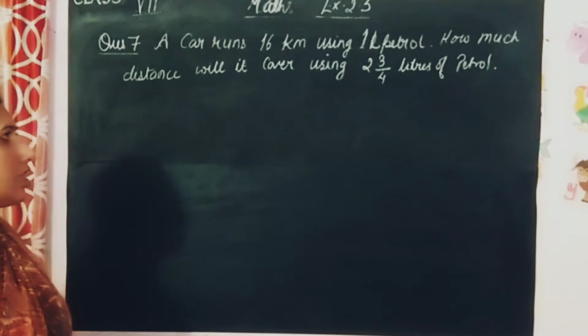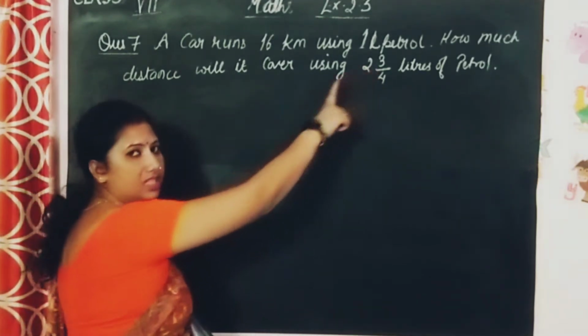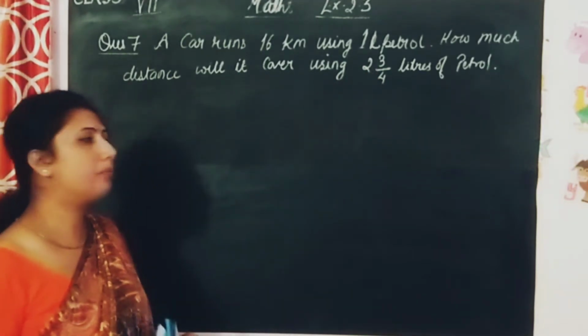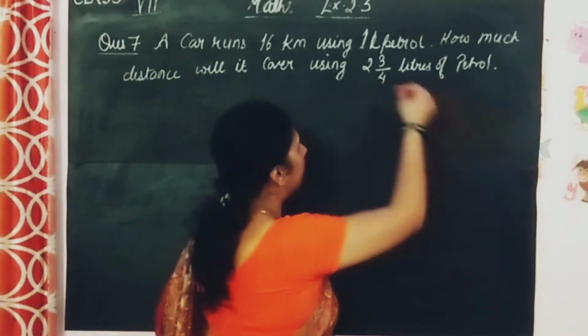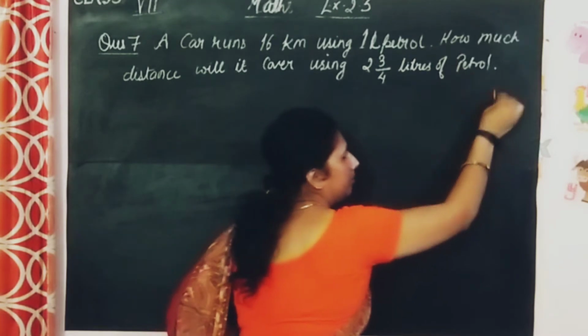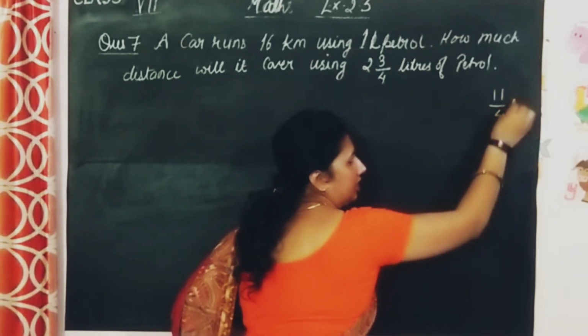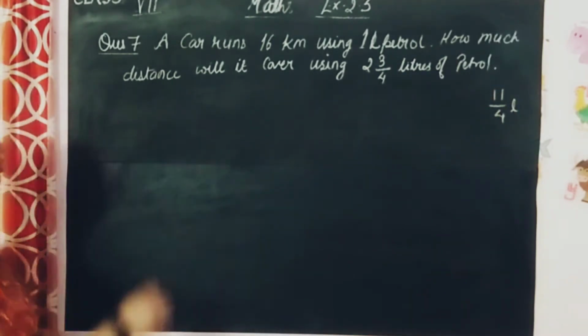Okay, so first of all, we'll convert this into a general fraction or improper fraction. For this, 2 fours are 8, 9, 10, 11. So it is actually 11 by 4 liter. Okay. Now let's move to the question.